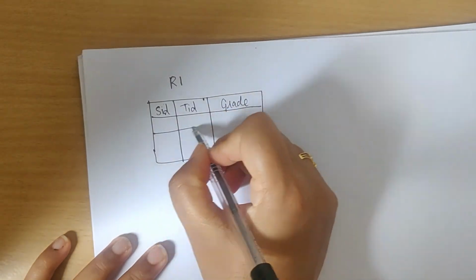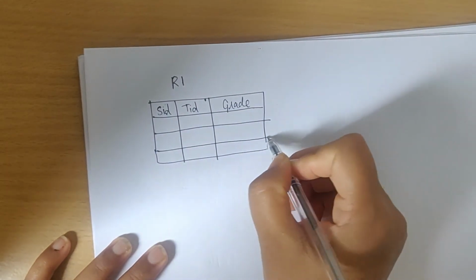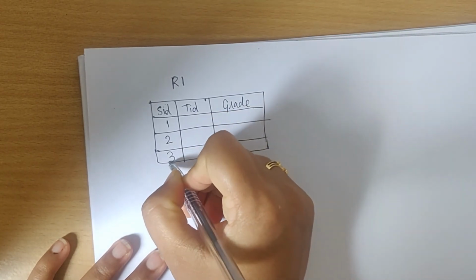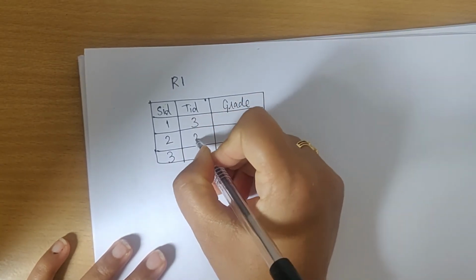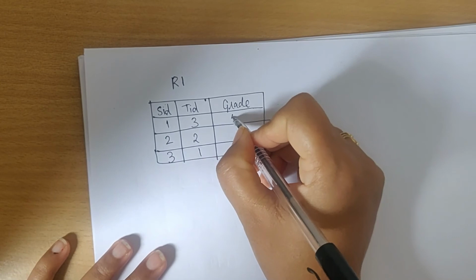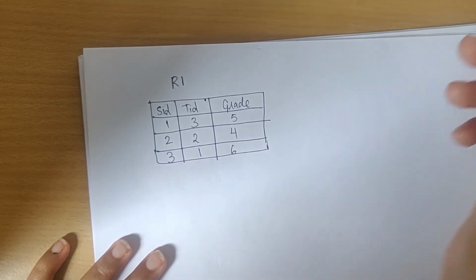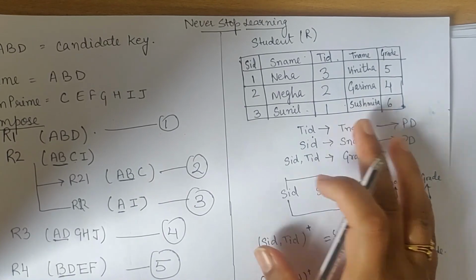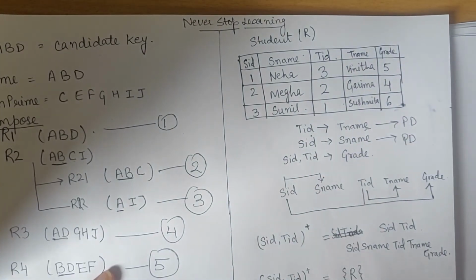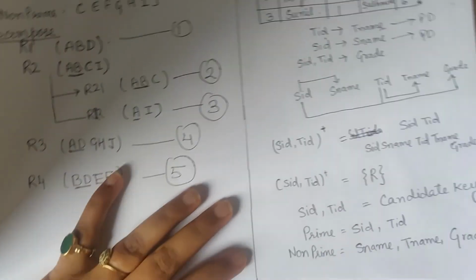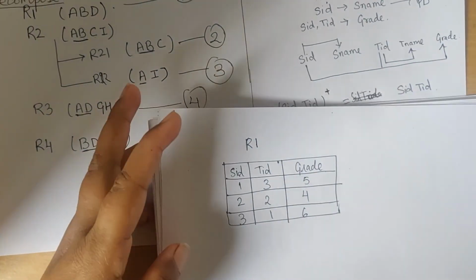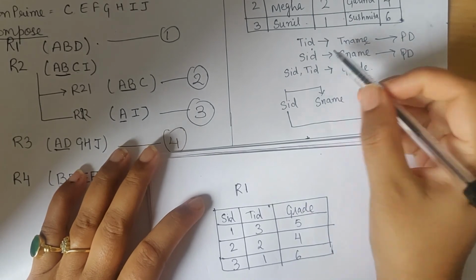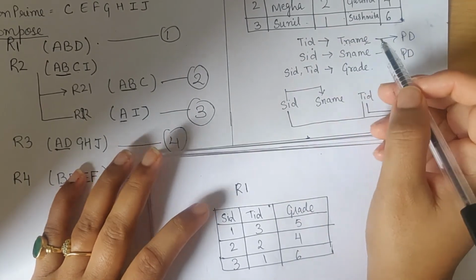So let's insert the values. We have 3 tuples: SID 1, 2, 3, TID 3, 2, 1 and grades are 5, 4, 6. I am writing this with respect to this table. Now, next what I have to do? I have to decompose one by one on the basis of the partial dependencies. So first solve this partial dependency.